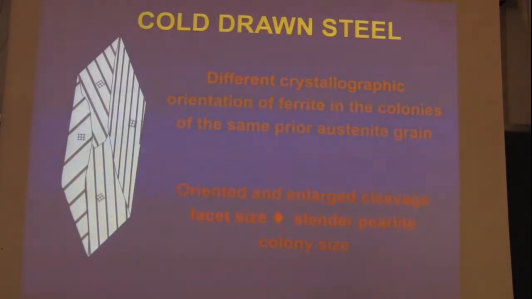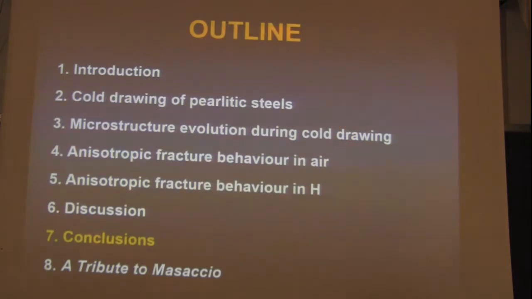It is enlarged and oriented, but we obtain again different crystallographic orientation of ferrite in the colonies of the same prior austenite grain. Then, while in the hot roll steel we have common crystallographic orientation of ferrite in the same grain, now in this palimpsest, the former grain, we have different orientation in different colonies. Then our proposal is that the oriented and enlarged cleavage facet size is related to the slender pearlite colony size instead of the prior austenite grain size. We are finishing with the conclusions before the tribute and an epilogue.